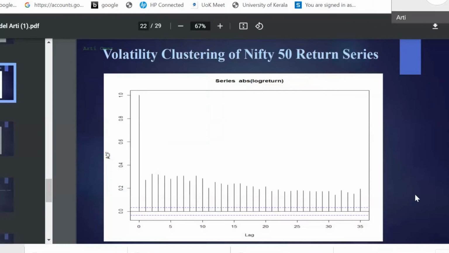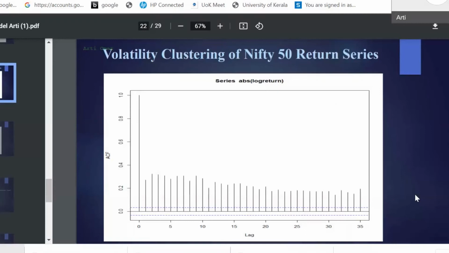Okay. And then I will run the ACF plot. And then what I will find is that all my observations are crossing the blue barrier, which is the 95% confidence interval, which says that my data has volatility clustering. I hope I'm clear on this part. So these are the two things: observing the volatility clustering, and statistically proving that volatility clustering is present.